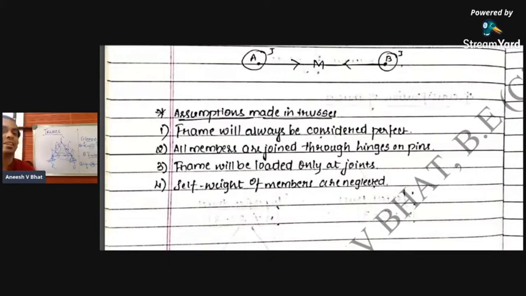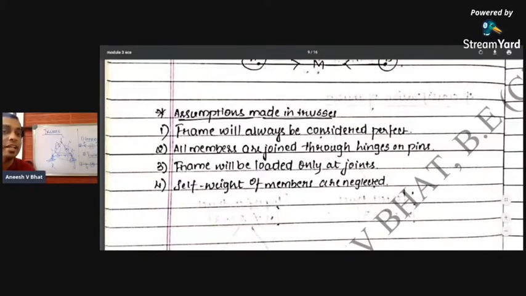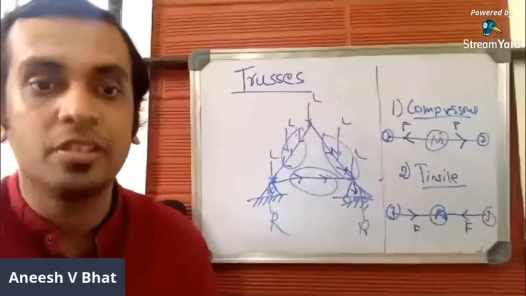Self weight of members is neglected. The truss is constructed with a number of straight members, and the self weight of all the straight members is neglected. We will not be considering the self weight of any of the straight members.